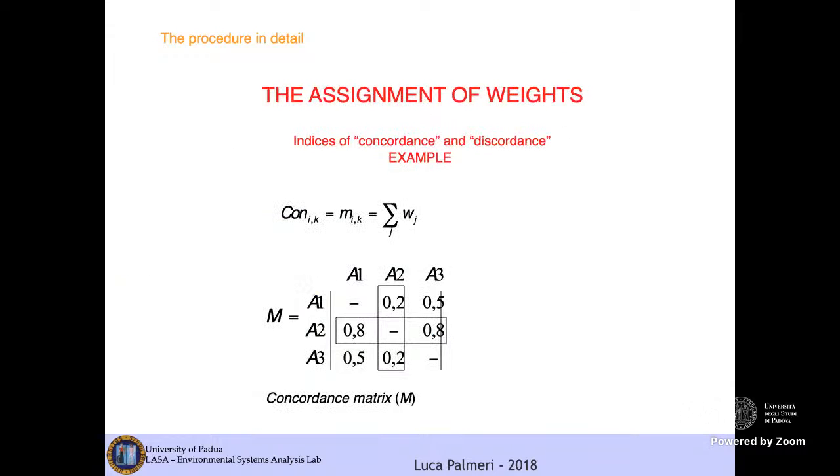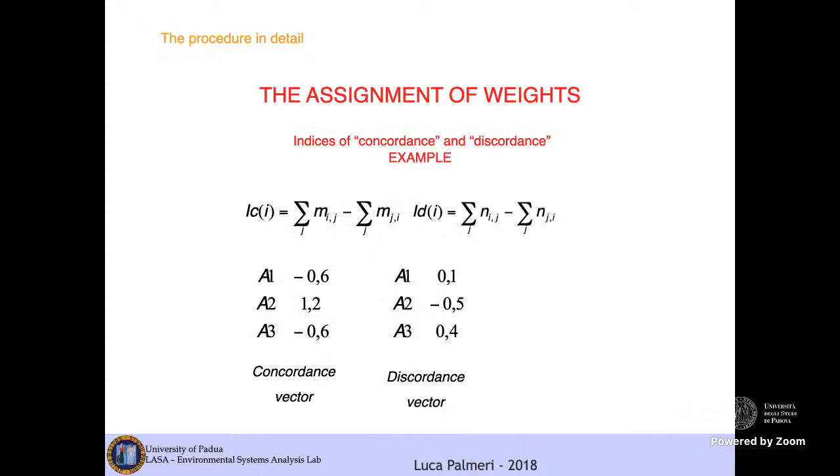So when you compare the three alternatives, you have two different rankings. One ranking is a concordance ranking, for which you have three concordance values: 0.6 for alternative 1, 1.2 for alternative 2, and 0.6 for alternative 3. And then you have a discordance vector, for which you have 0.1 for alternative 1, minus 0.5 for alternative 2, and 0.4 for alternative 3.